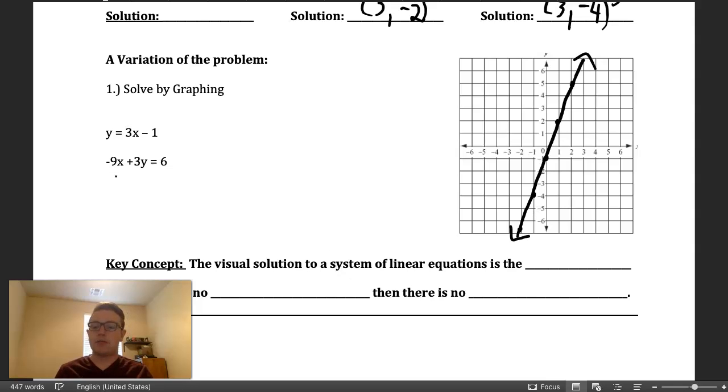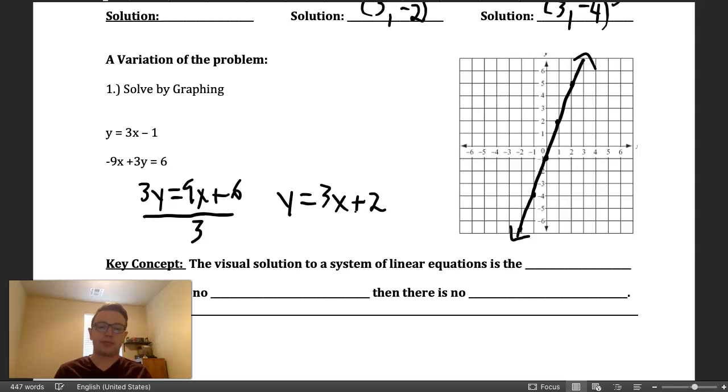Okay, what about this other one? Well, let's go ahead and put this into slope-intercept form. We're going to add 9x to both sides. So we get 3y is equal to 9x plus 6. And then when we divide everything by 3, we're left with y is equal to 3x plus 2.